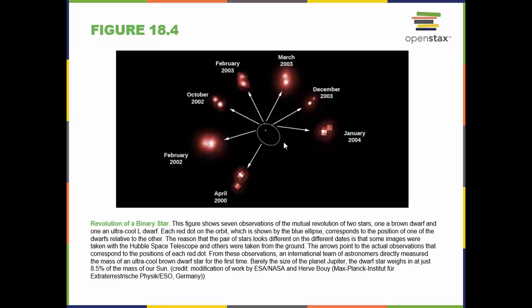The reason that the pair looks so different on the different dates is that some of the images were taken with the Hubble Space Telescope and others were taken from the ground. And the arrows point to the actual observations that correspond to the positions of the red dots. From these observations, an international team of astronomers directly measured the mass of the ultra-cool brown dwarf for the very first time.